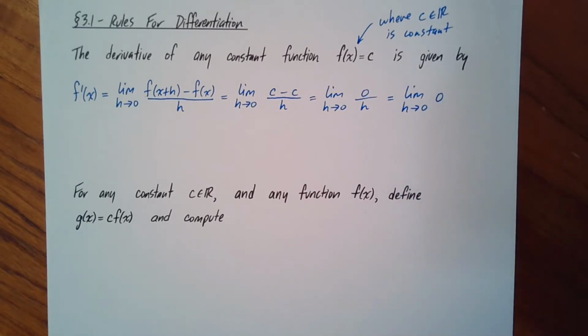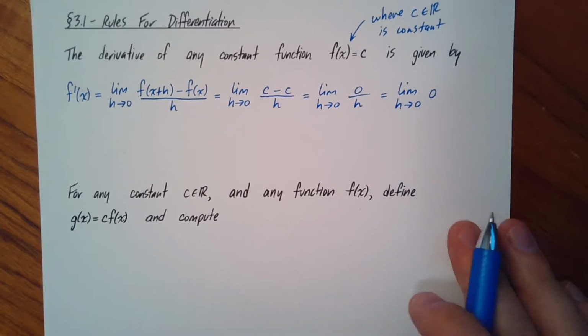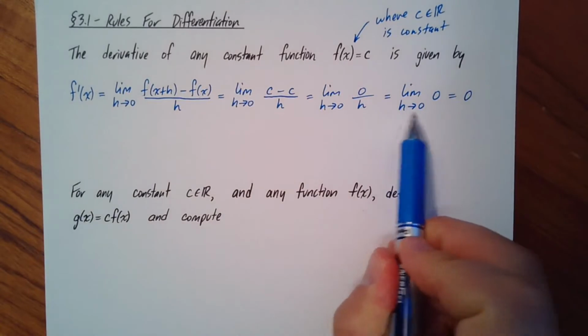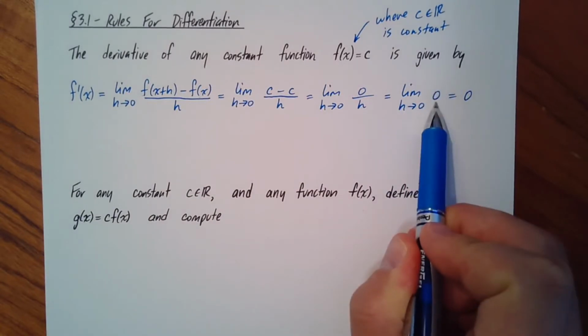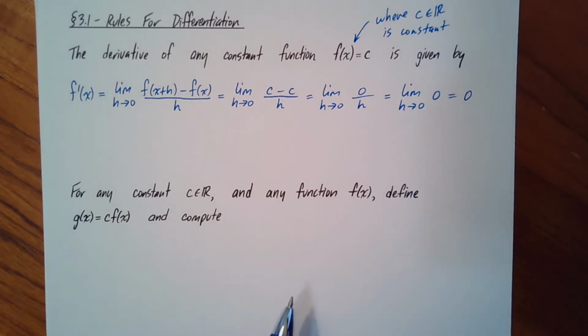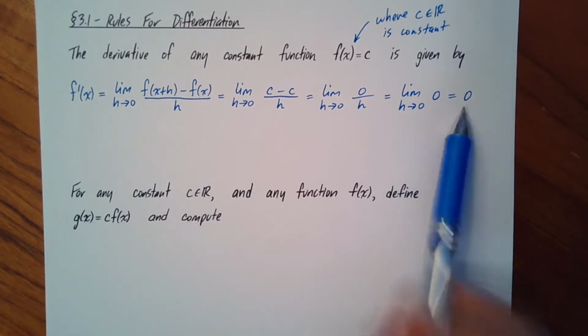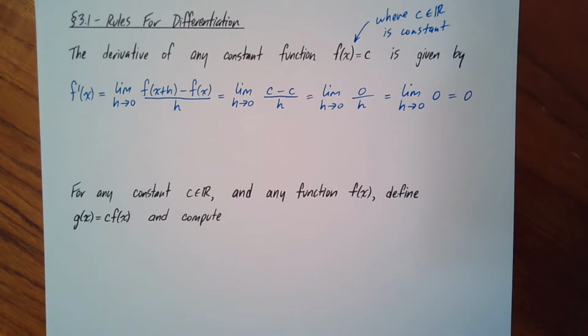Well, one of the first properties of limits we saw in section 2.3 was that the limit of a constant is always just that constant. So in this case, that limit is going to evaluate to 0. It doesn't matter what h is doing. If your function is constant, the limit is going to be equal to that constant as well. So what this tells you is that f prime of x is equal to 0. So therefore, the derivative of any constant function is equal to 0.